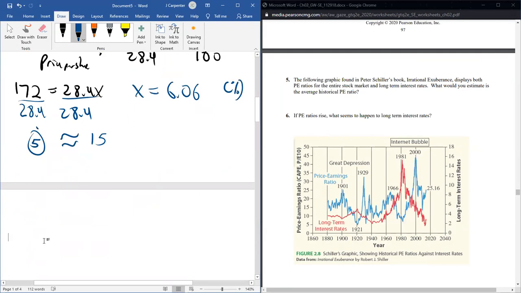So for number 6, what I would say is, as PE ratios rise, long-term interest rates tend to fall. It's not a definitive statement, but they do seem to be inversely related. And this is not the PE ratio of one stock. This is the average PE ratio of all major stocks.